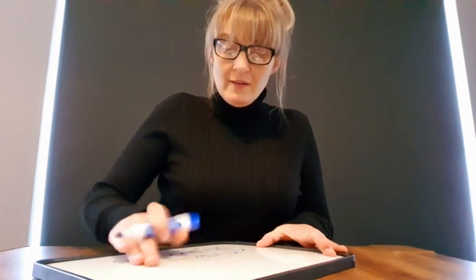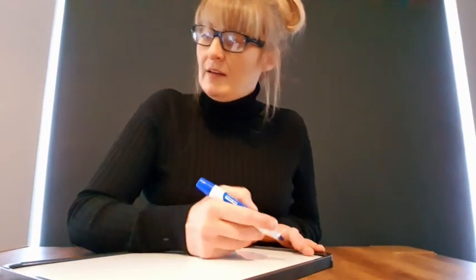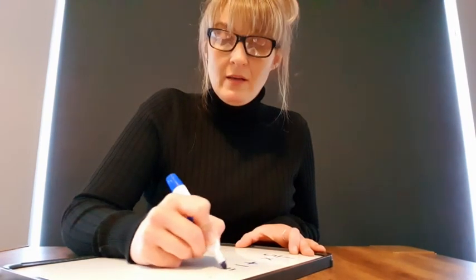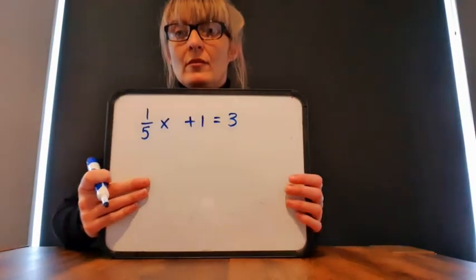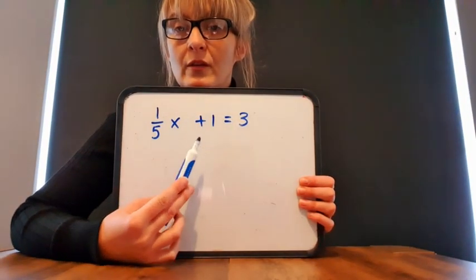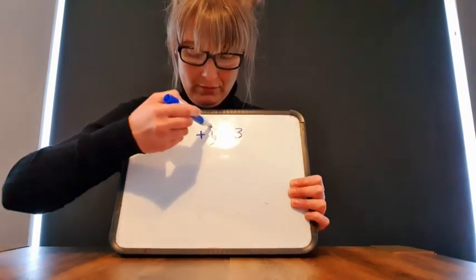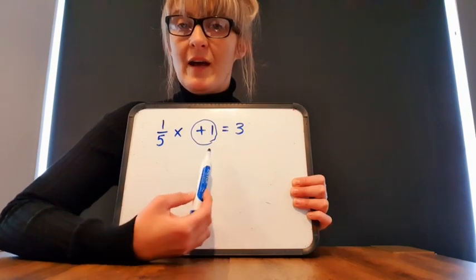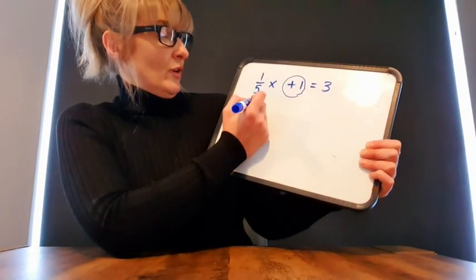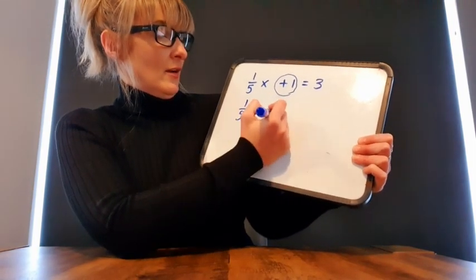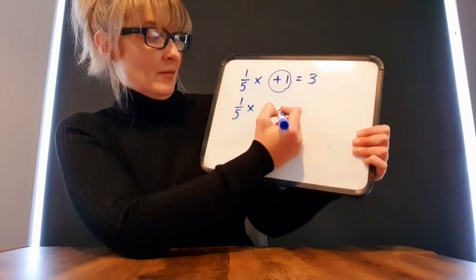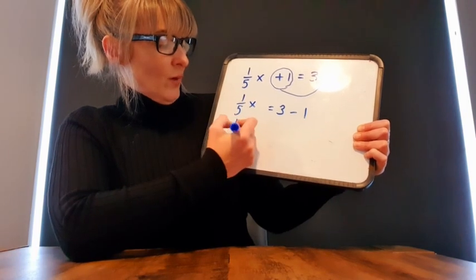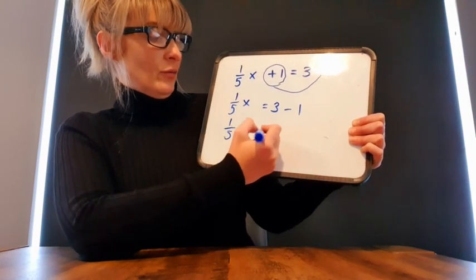The next one is quite similar to this. It is 1/5 x plus 1 equals 3. This is the easier one, so we start with this first. The opposite of addition is subtraction. The opposite of adding is take away. So we rewrite the 1/5 x equals, we bring the 3 down, and then we take this over to the other side, minus 1. So 1/5 x equals 2.